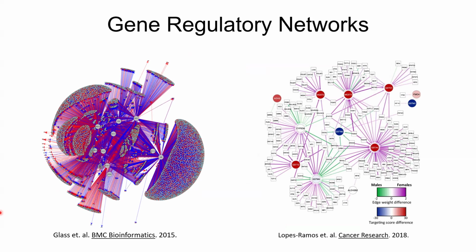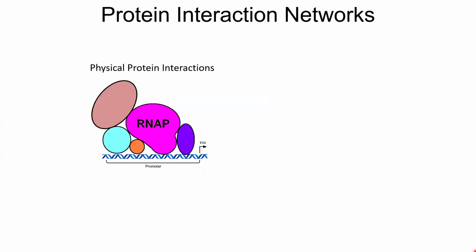On the right is a paper looking at networks in colon cancer in the context of males versus females. And the edges represent whether or not edges were found uniquely in females or, for example, uniquely in males, showing that there are different types of gene regulatory patterns in different sexes.